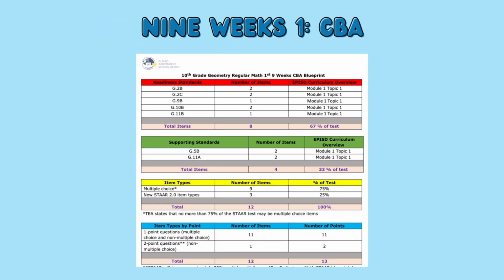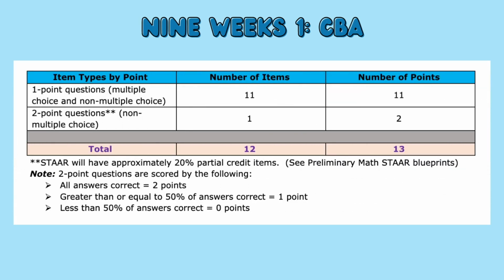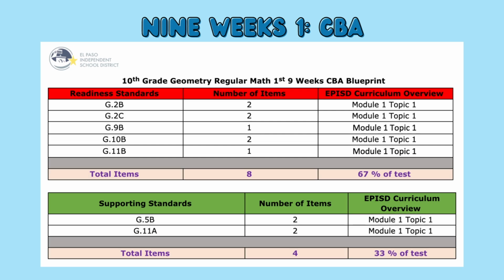Let's take a quick glance at this 9 weeks CVA. This assessment will consist of 11 one-point questions and 1 two-point question, for a total of 12 questions. We see here that the items chosen for this assessment are all from Module 1, Topic 1, with the readiness and supporting standards noted here.